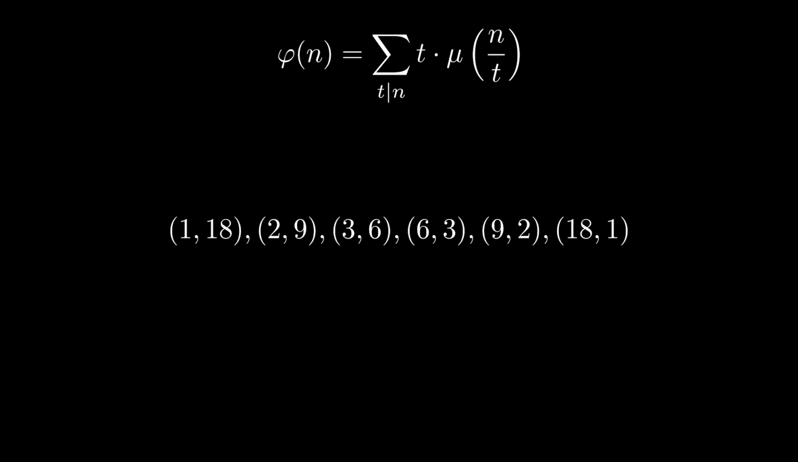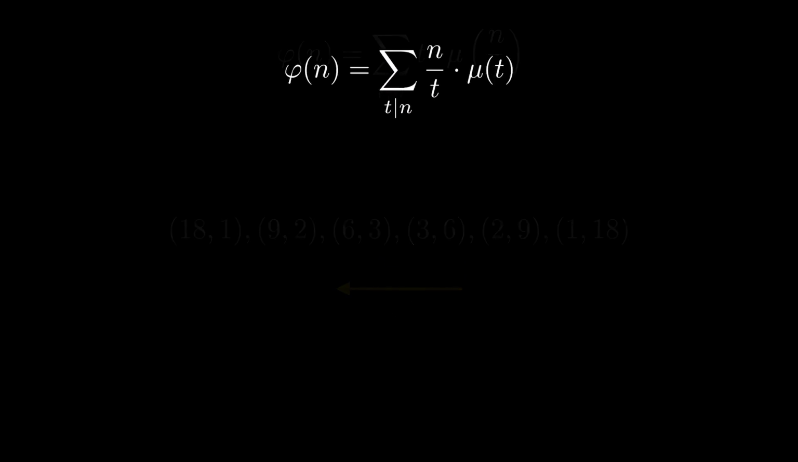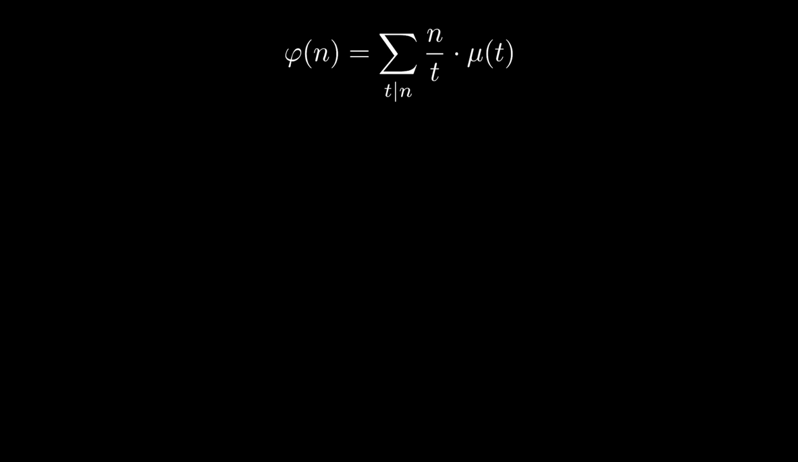But if we go through these terms backwards, we can say that the sum will be the same as summing n divided by t times the Mobius function of t. So in the end, we want to prove that the totient function of n equals this sum. This can be proven with an inclusion and exclusion principle.